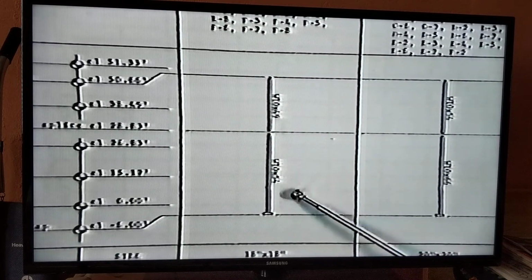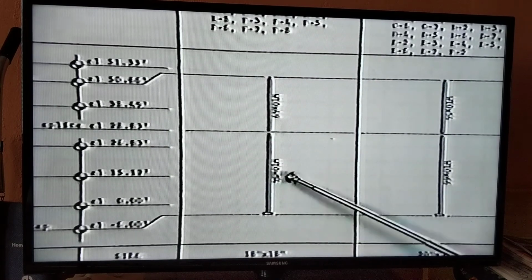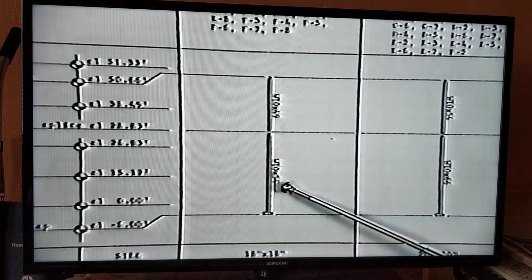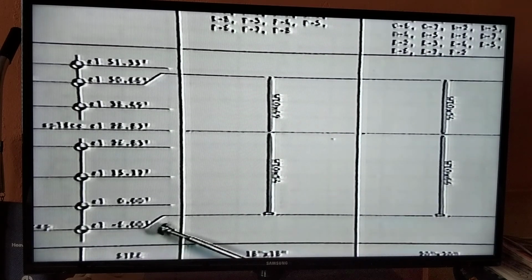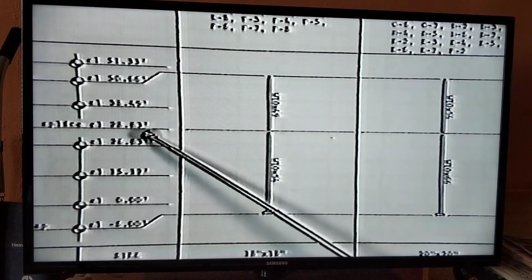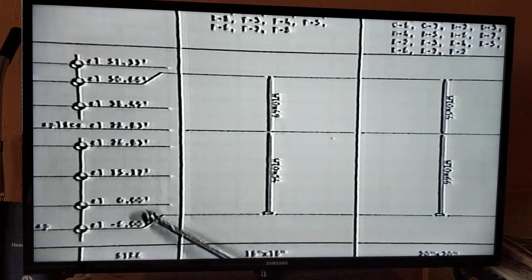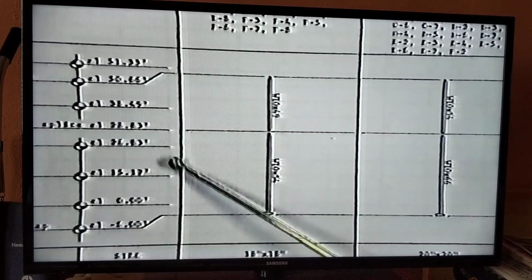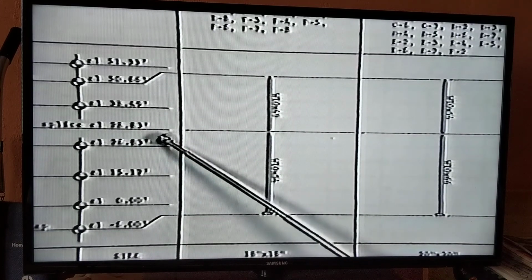This second piece is a W10 by 54, which means that we have 54 pounds per lineal foot of material. However, this is extending from an elevation of -6 to the splice line of 28.83. We don't want to get confused. The distance between these two numbers is 34.83.